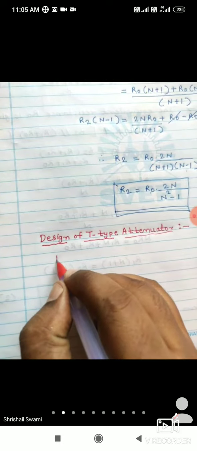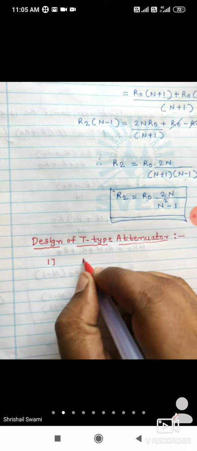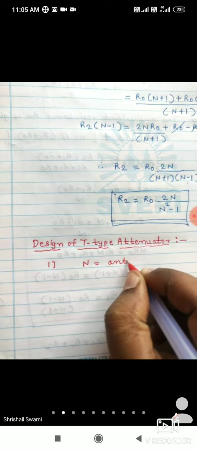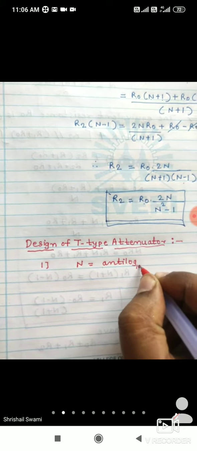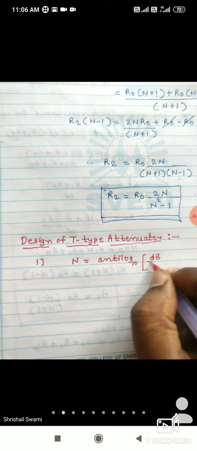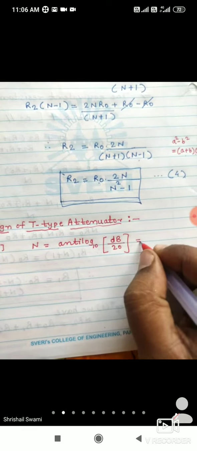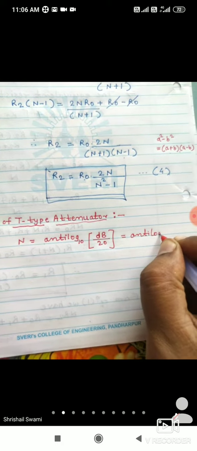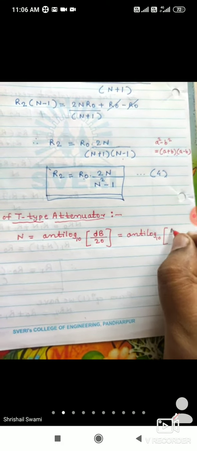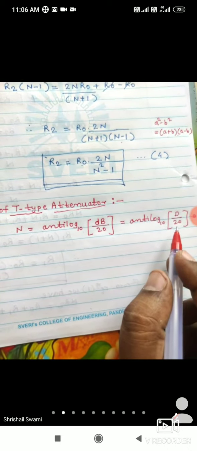So what are the formulas we require? First of all, we require to convert decibel into Napier. That is N is equal to antilog of base 10, D divided by 20. Check how many dB are given, divide by 20, and take the antilog. It will give the value of N.